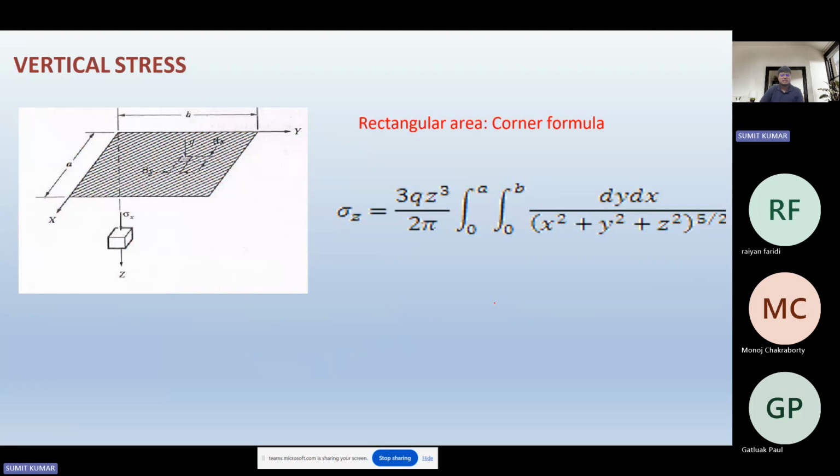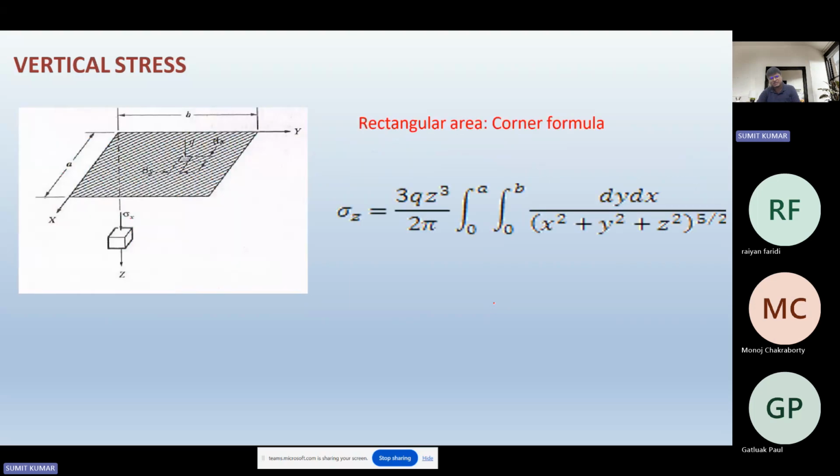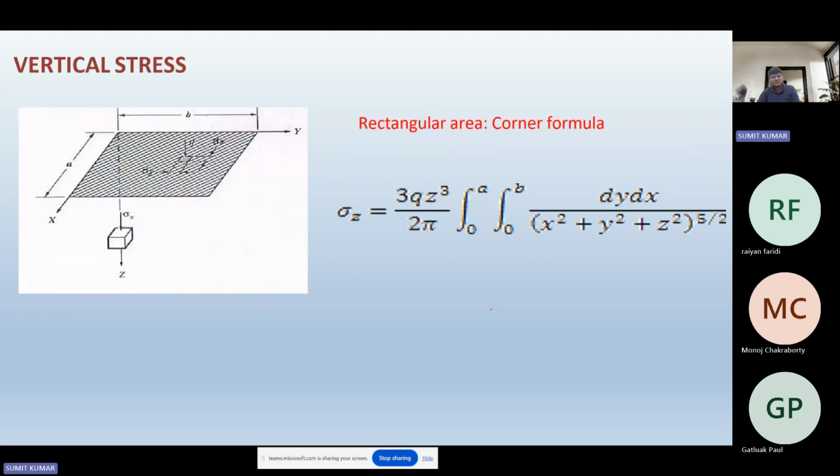Right. Now you see, the next question is the rectangular area. The corner formula is there. Over here we integrate 3q z cubed by 2 pi, from 0 to a and 0 to b, dy dx over (x square plus y square plus z square) whole power 5 by 2. The derivation is again not the important part, but what we come across is the sigma z equation like this, where m is a by z, z is the depth, and n is b by z, where b is the other dimension, and from that we are able to calculate the sigma z value.